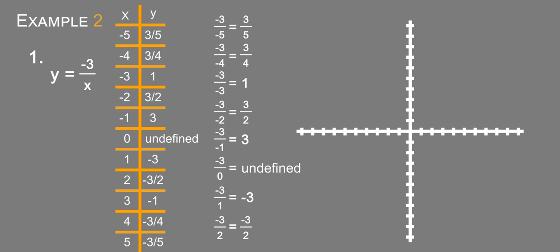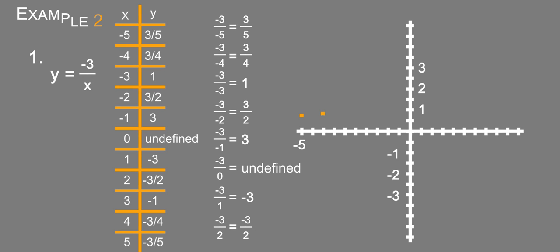So we have here, I'll go ahead and make tick marks going this way as well. We'll make each one of these 1/2, and each one of these 1/2. So at negative 5, here's negative 5, and at negative 5, we're at 3/5. So we're right about here. At negative 4, we are at 3/4, which is right about here.